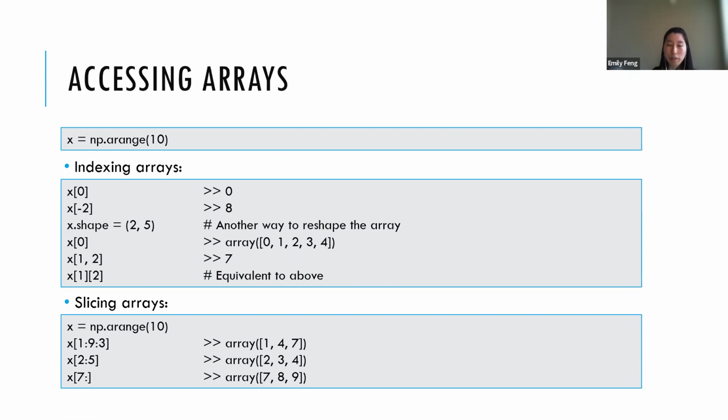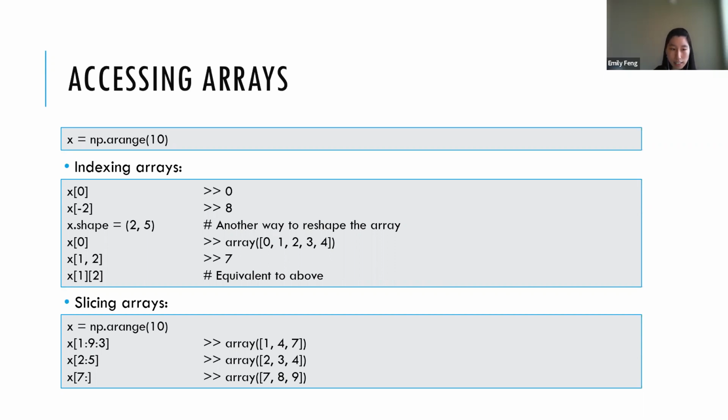And then if I only specify 2 of these indices, I would just get all elements between the range. So here I get all the elements between position 2 and position 5, but not inclusive of position 5.